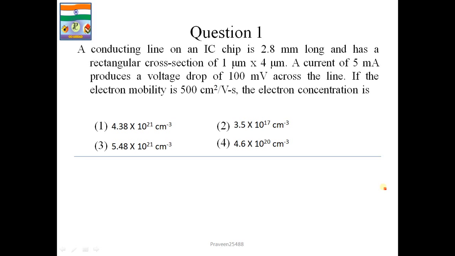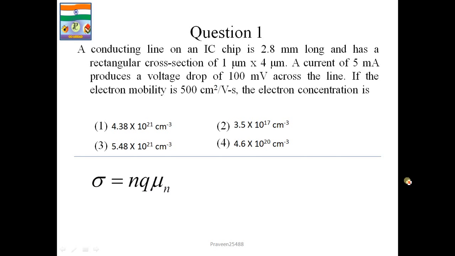A conducting line on an IC chip is 2.8 mm long and has a rectangular cross section of 1 micrometer by 4 micrometer. A current of 5 mA produces a voltage drop of 100 mV across the line. If the electron mobility is 500 cm² per volt second, the electron concentration is. So here we have to calculate the electron concentration.